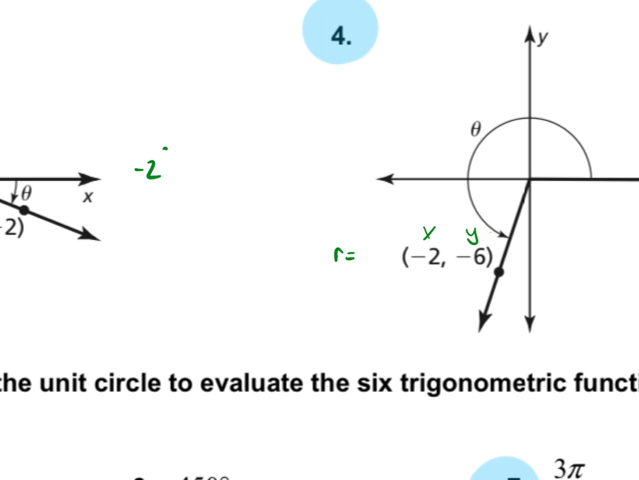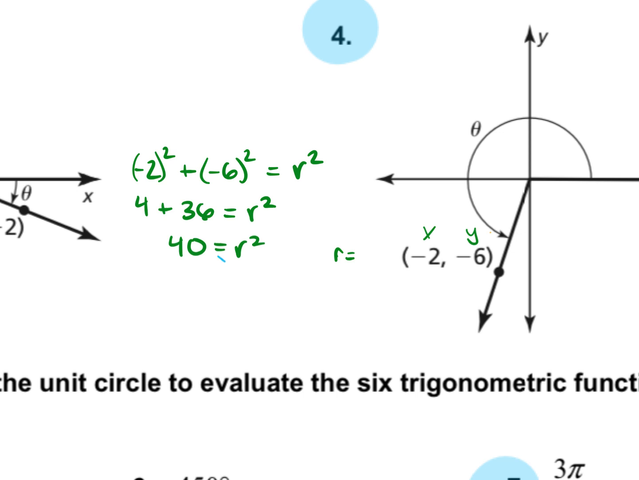So we have negative 2 squared plus negative 6 squared is equal to r squared. So 4 plus 36 is equal to r squared. So 40 is equal to r squared. Take the square root. Here we have to be careful. We can simplify the square root of 40.